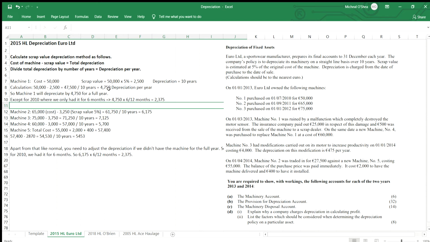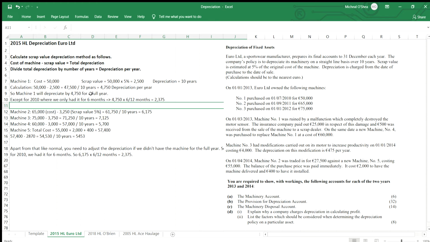4,750. So again, you have the cost, they always give it to you. To find the scrap value, you just get 5% of it, and then we're told all of the machines are depreciated over 10 years. So you have the cost, take away the scrap value, whatever you get here, divided by the 10 years. And as I said, 4,750 is the depreciation per year for machine 1. So that's the depreciation for a full year for machine 1.